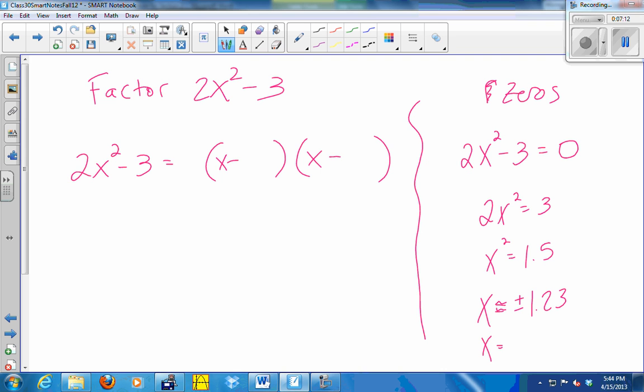Which I could also write, that's approximate. If I wanted it to be exact, I would say the square root of 3/2, right? Or the square root of 1.5. So I'm going to do x minus the square root of 3/2, and then x minus negative square root of 3/2, so plus. Now, when you FOIL that out, what's the leading term going to be?